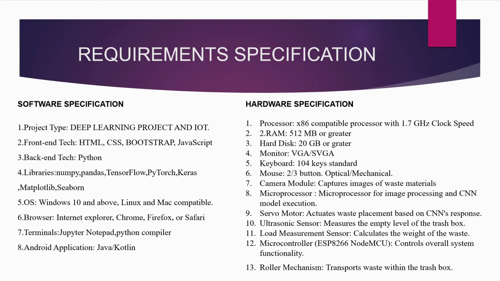Whereas the IoT based one, basically it is hardware, right? So the components used are the camera module. The camera module is the one which is going to capture the image of the waste materials. Next, the microprocessor. Basically, a laptop we can use for the image processing as well as the CNN. The servo motor is the one which is going to place the waste into the dustbin based on the category of the waste.